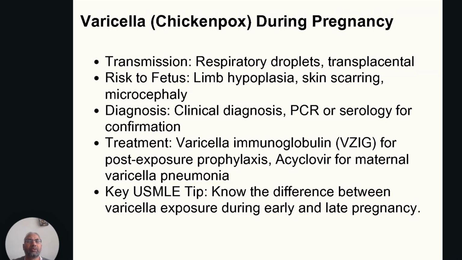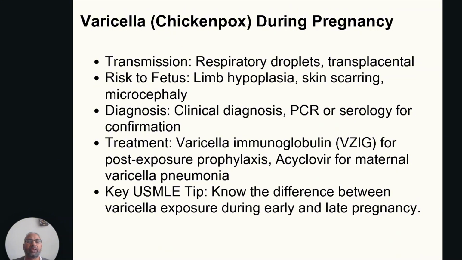And what is the risk to the fetus? Limb hypoplasia. What is hypoplasia? The limb size is reduced. That means they have small hands and small feet. So that is limb hypoplasia. Then there is scarring of the skin, and there is also a possibility of microcephaly, where the baby may have a small skull. Okay, so these are the risks to the fetus.